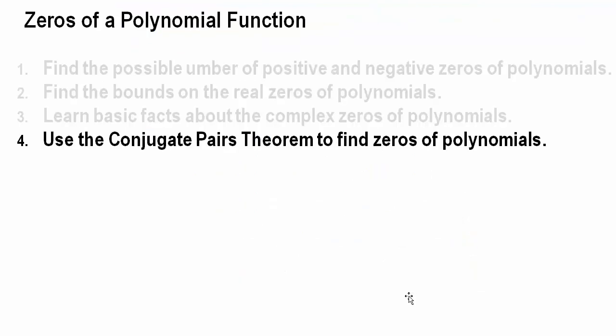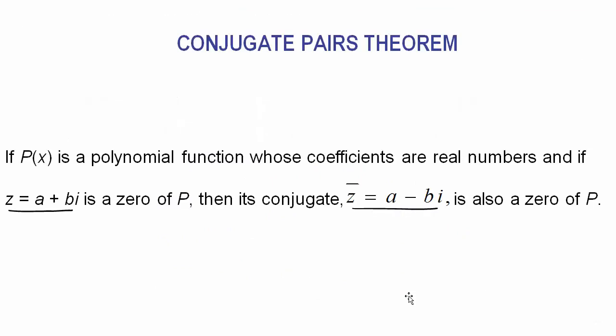Lastly, there's this idea of the conjugate pairs theorem to help us find zeros of polynomials, and it basically says if you have a complex number as a zero of your polynomial, then its conjugate must also be a zero. So if 3 plus 2i is a zero of your polynomial, meaning if you plug that in for x, the polynomial equals 0, then that means 3 minus 2i must also be a zero.